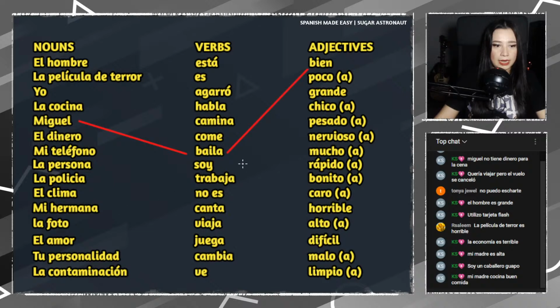Also, Miguel baila rápido. Miguel dances fast. Miguel baila horrible. Miguel dances horribly. And I think that's it. You can also say poco, like Miguel doesn't dance much. Miguel baila poco. Okay, so that's great.